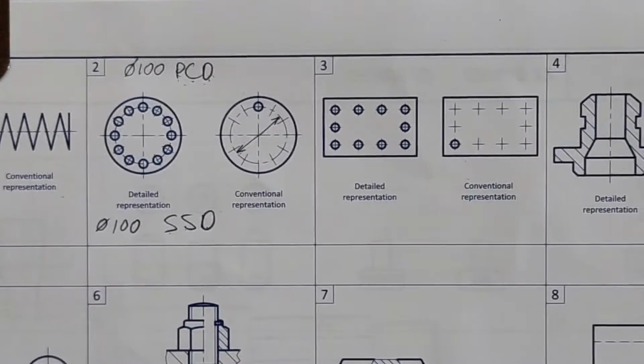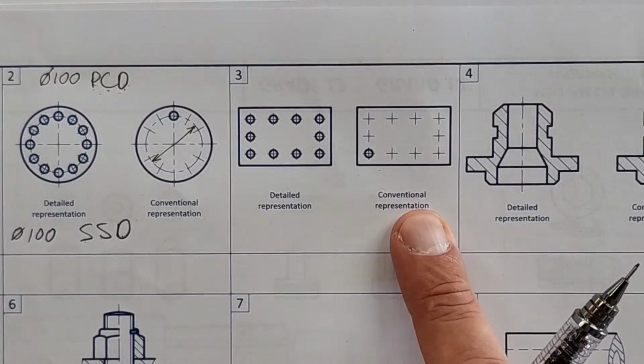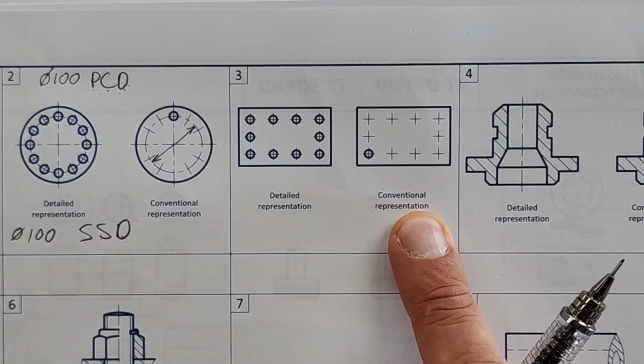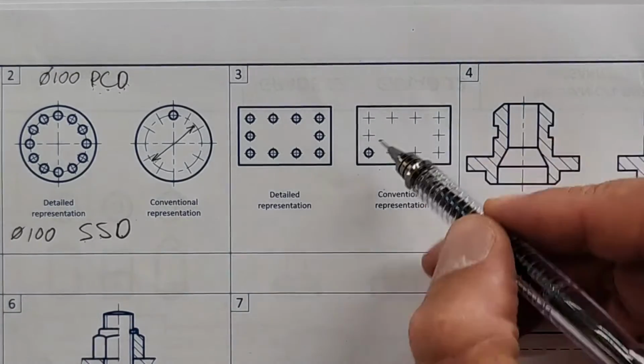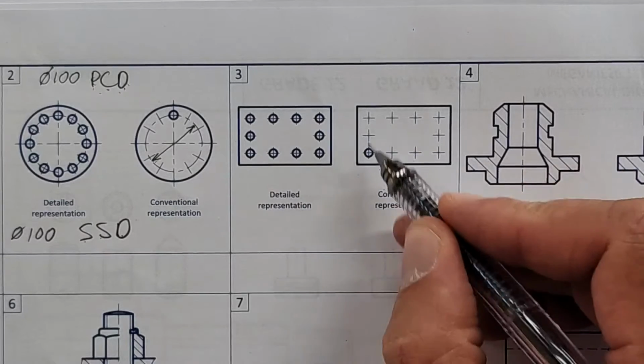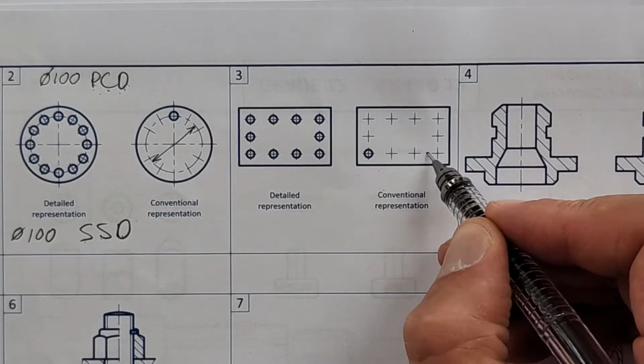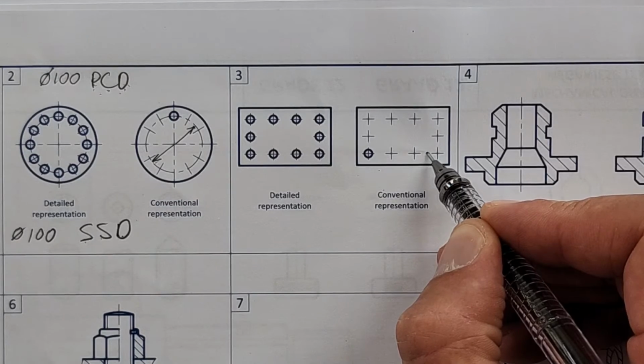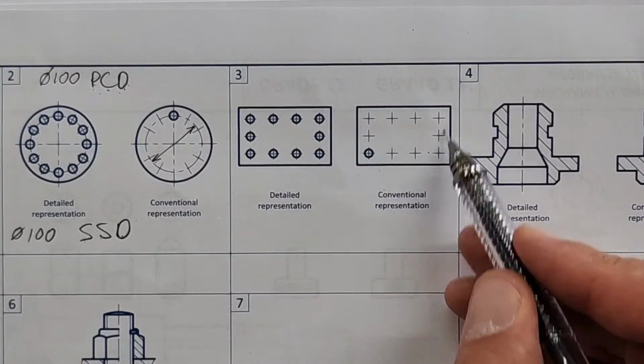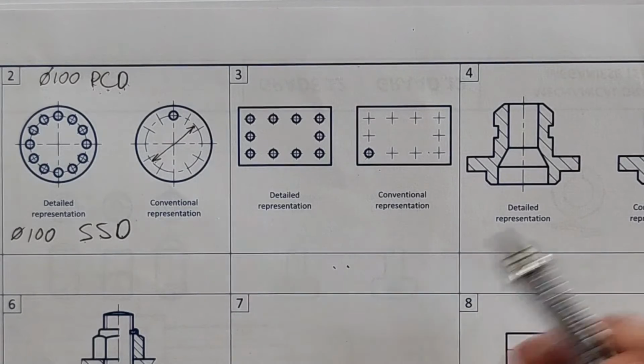Alright, then next to that we've got holes on a linear pitch, gate op 'n lineaire steek. So instead of now going in a circle, we've got a line, linear pitch. Okay, conventional representation is here, holes on a linear pitch, gate op 'n lineaire steek. Okay, make sure you take a note of that.